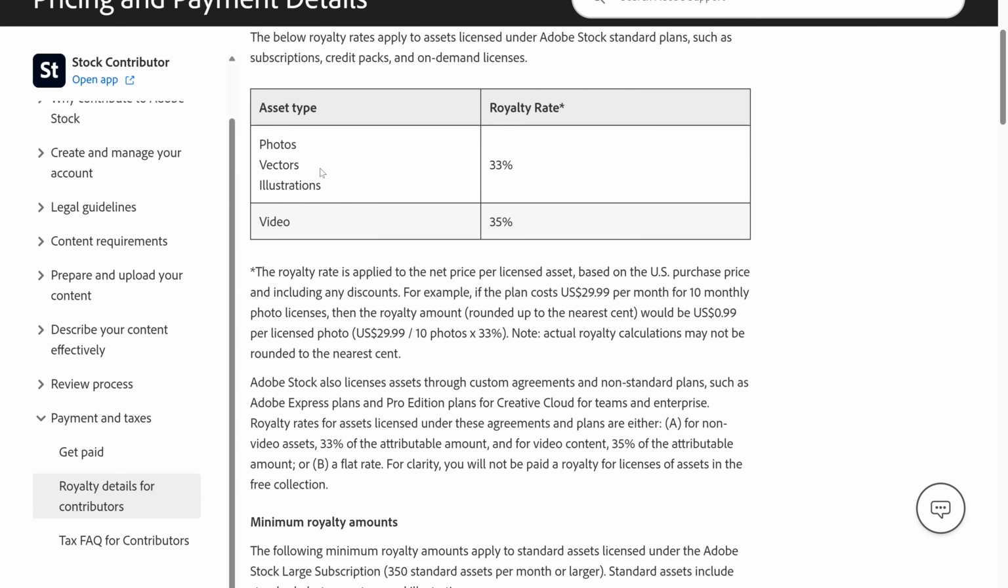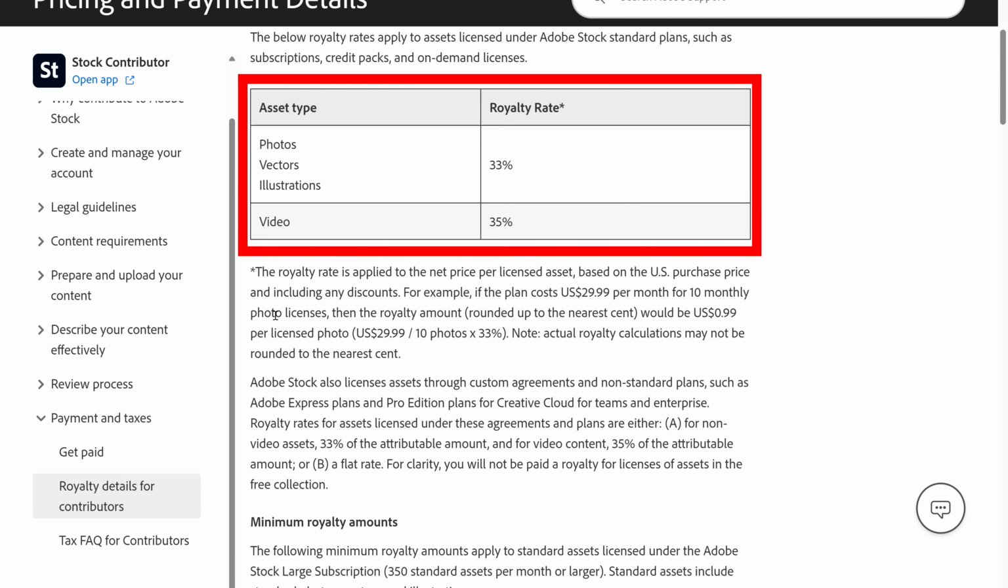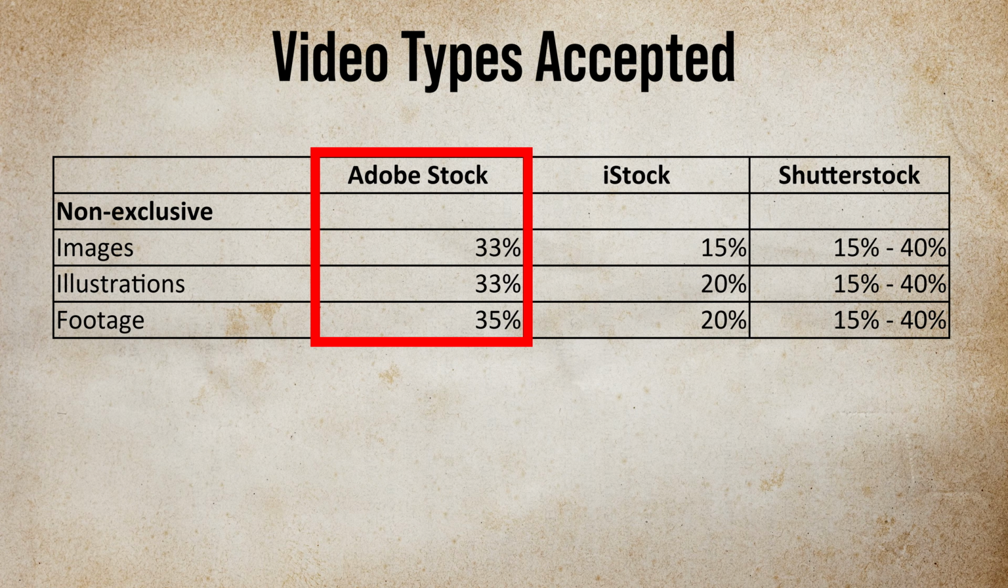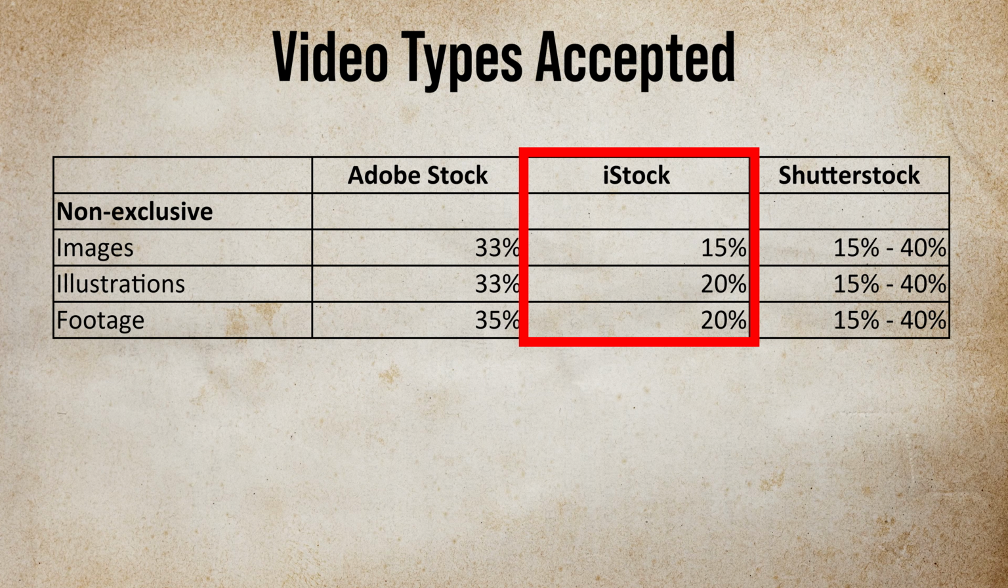When it comes to contributor payouts, Adobe Stock is the best paying platform hands down. It stands at 33% for photos and 35% for videos. iStock of Getty Images pays one of the industry's lowest rates of 15% for non-exclusive photos.